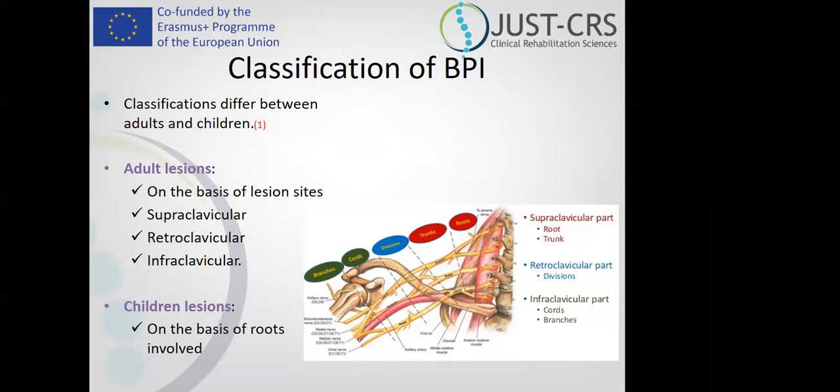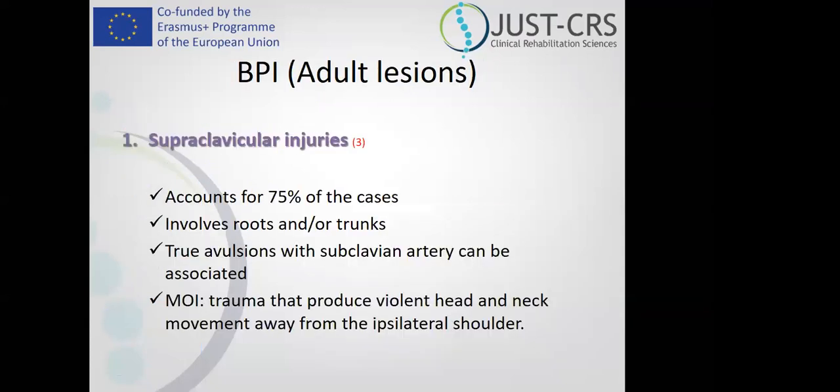The classification of brachial plexus injury can differ between adults and children because of the sites of the lesions. In adults, it's based on the lesion sites, and they are divided into supraclavicular part, retroclavicular part, and infraclavicular part. As everyone knows, in the brachial plexus we have roots, trunks, divisions, cords, and finally the branches. Children's lesions are classified on the basis of the roots involved.